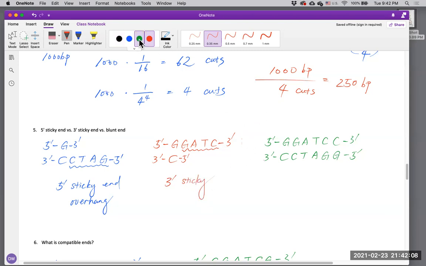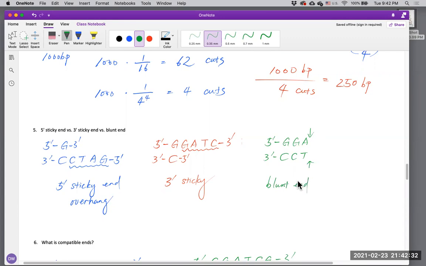So what is blunt end? Blunt end looks like this, cuts in between A and P. So when I erase one of the 2 ends, you can see that there is no single-stranded structure hanging out. So this end is blunt. All right, so here, this is called blunt end.